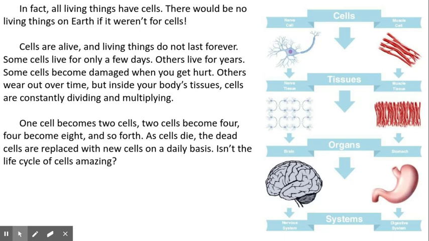Cells are alive, and living things do not last forever. Some cells live for only a few days. Others live for years. Some cells become damaged when you get hurt. Others wear over time, but inside your body's tissues, cells are constantly dividing and multiplying. One cell becomes two, two cells become four, four cells become eight, and so forth. As cells die, the dead cells are replaced with new cells on a daily basis. Isn't the life cycle of cells amazing?